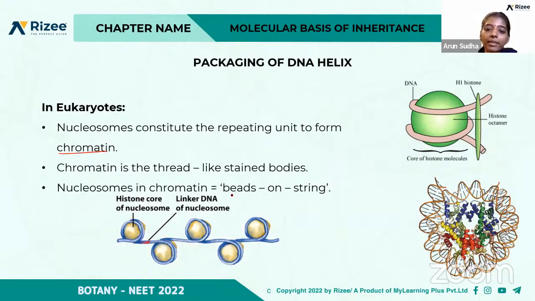Okay, so they are arranged in the form of a bead. This is like a bead, and this is another bead, that is another nucleosome. So each nucleosome contains 200 base pairs, and they are linked by the DNA which is called the linker DNA. So the nucleosomes constitute the repeating unit to form a chromatin. This is the chromatin, and it is the thread-like stain bodies. Okay, so the nucleosomes in chromatin are equivalent to beads on the string.